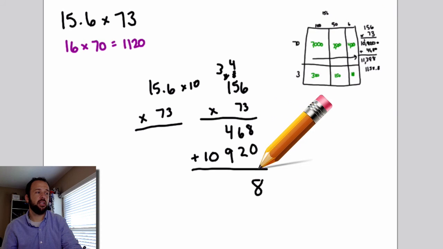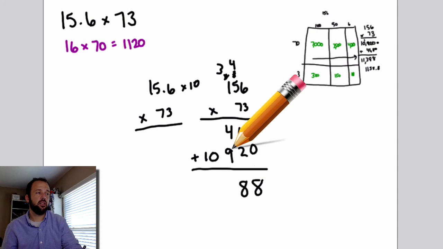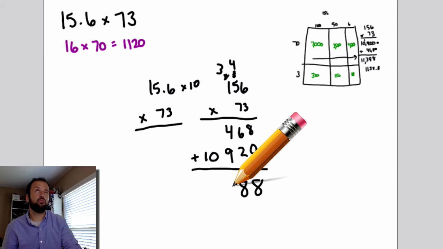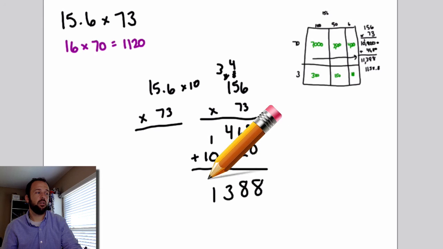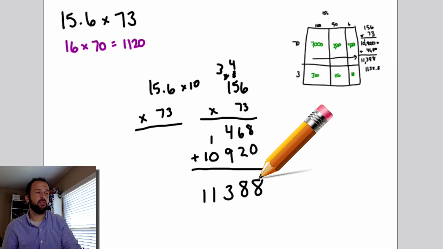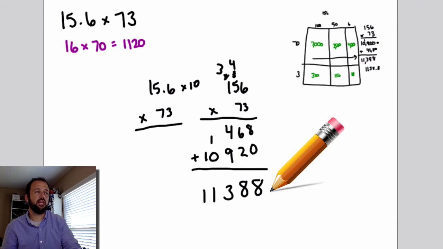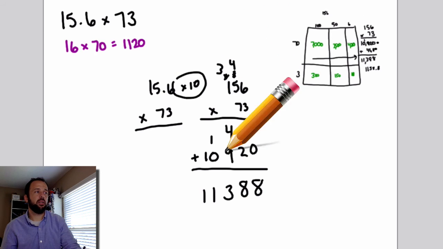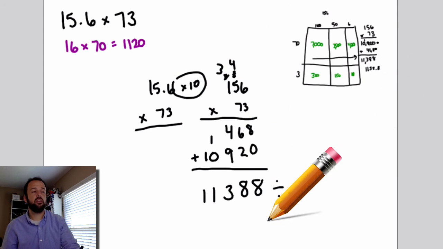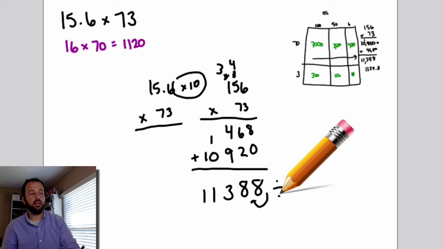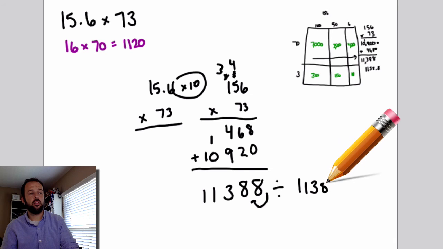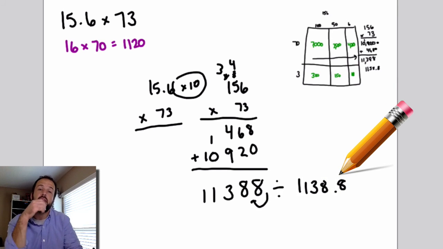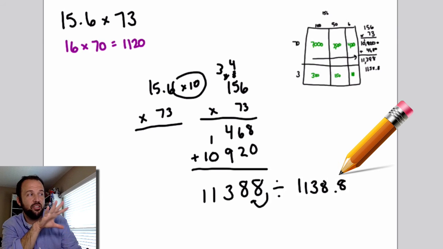Let's add these up. 8 and 0 is 8. 6 and 2 is 8. 4 and 9 is 13. 1 and 0 is 1 and a 1. 11,388. I know since I multiplied by 10, I'm going to have to divide by 10, which would move the decimal point back one spot. So I would have 11, or I'm sorry, 1,138.8. I'm exhausted.